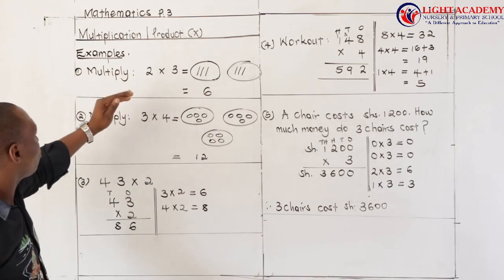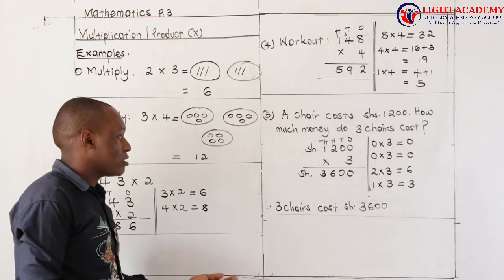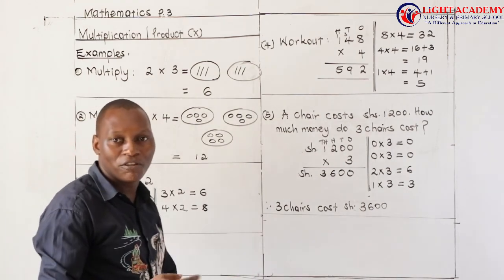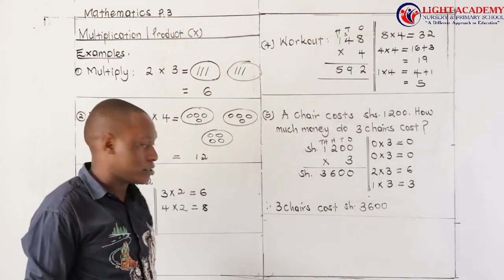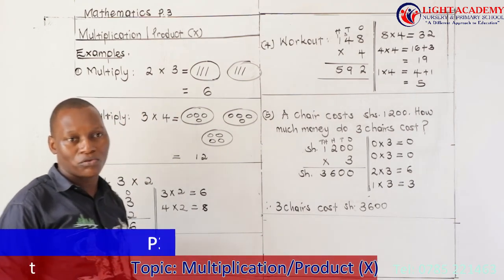But remember, instead of using the word multiplication, some questions can come and they say find the product of 24 and 6. So that question will be telling you to multiply those two numbers.